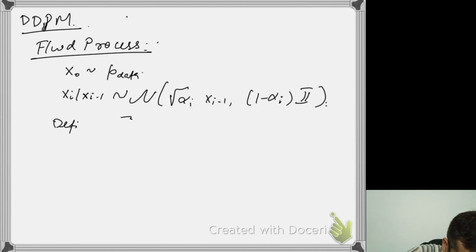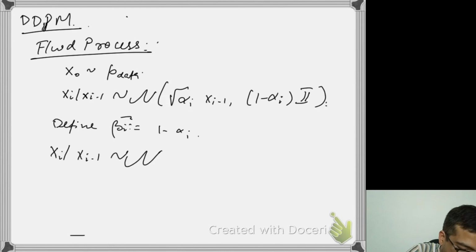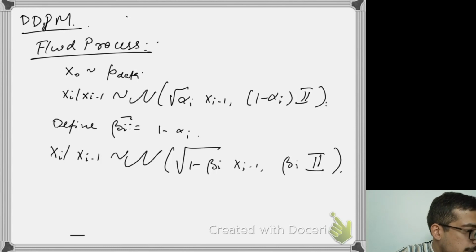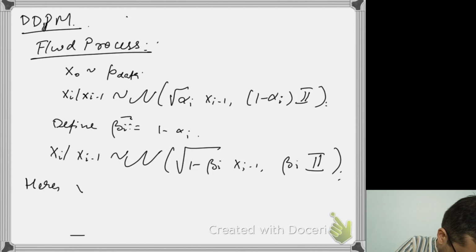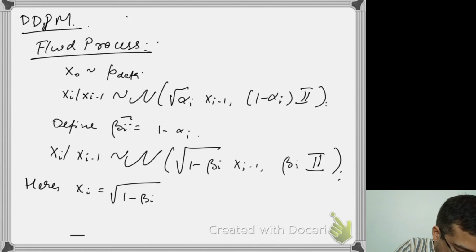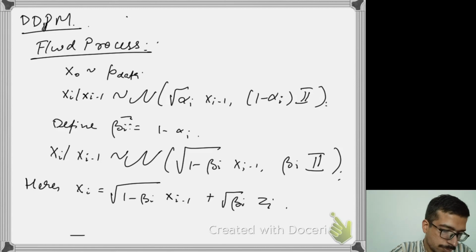So we define beta i to be 1 minus alpha i, and now xi given xi minus 1 is normally distributed with mean square root of 1 minus beta i times xi minus 1 and variance beta i times identity. Right, so here xi is square root of 1 minus beta i xi minus 1 plus square root of beta i times zi. So this is how the process works.